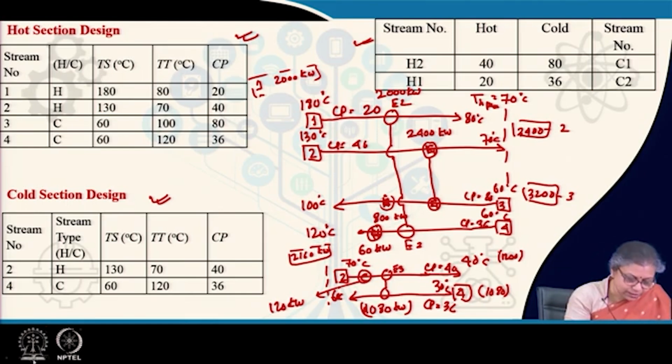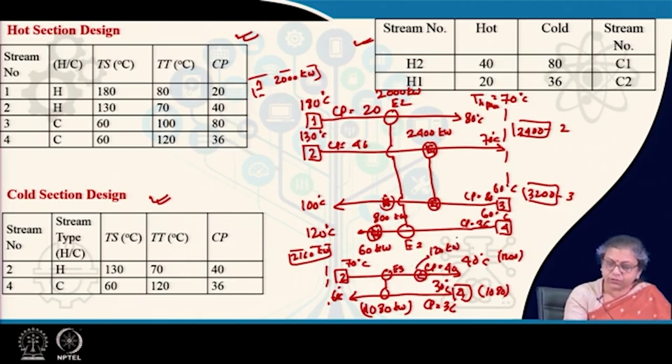That should have been the correct thing. I will just do it. I am sorry about it. So therefore, the cooler should have been placed here, and this cooler should be having 120 kilowatts of heat. It should be removing, right. So therefore, the cold end design is satisfied, the hot end design is satisfied in this case.